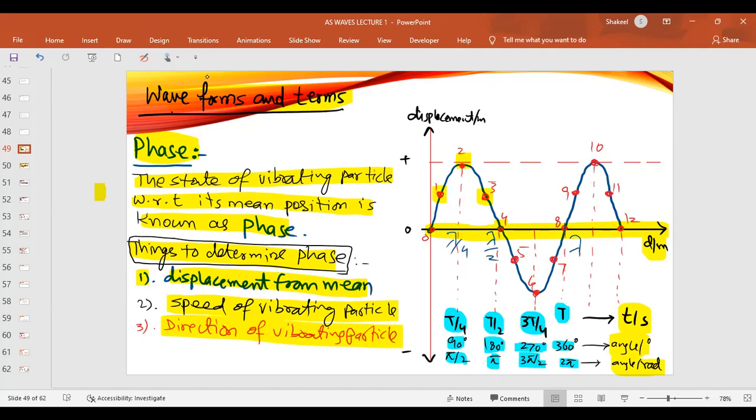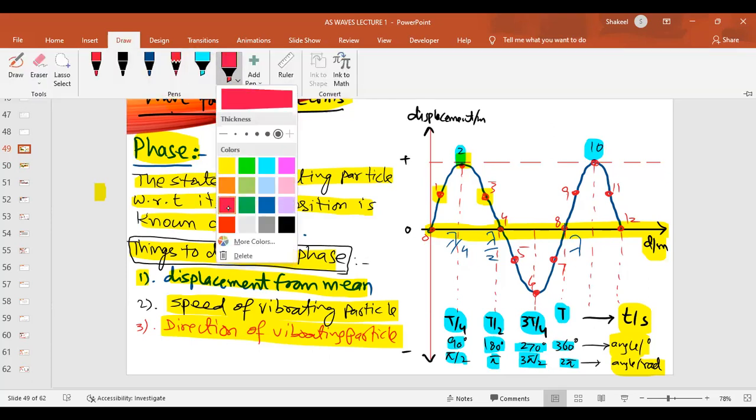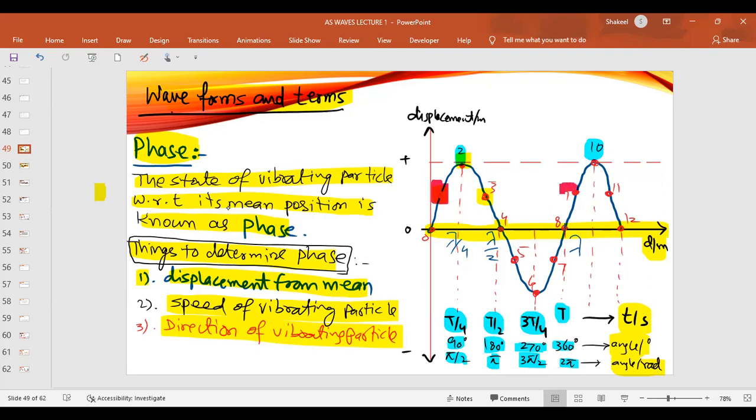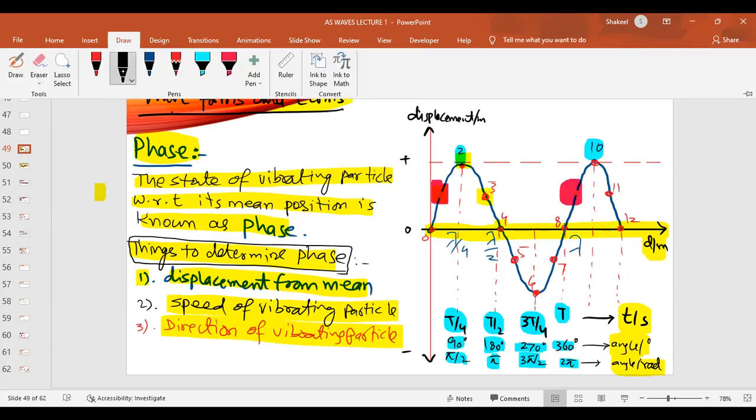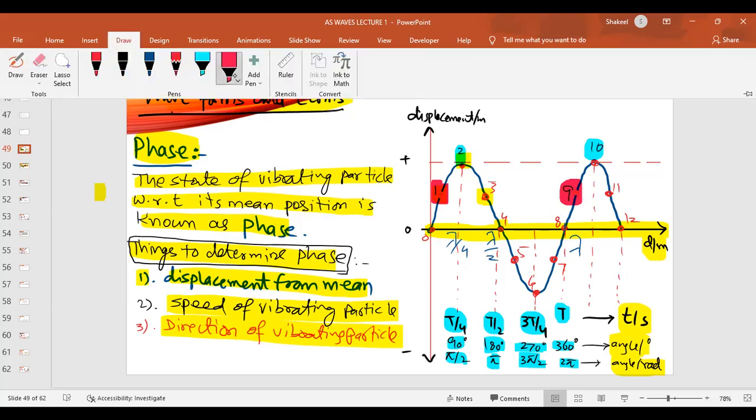Now you can see that particles 2 and 10 are in phase. Why? Because they have the same displacement. Both of them are at rest, and the next moment both of them are going to move downward. So particles 2 and 10 are in phase. Next, let's say particles 1 and 9. These are in-phase particles because they have the same displacement, the same direction of vibration, and the same speed.